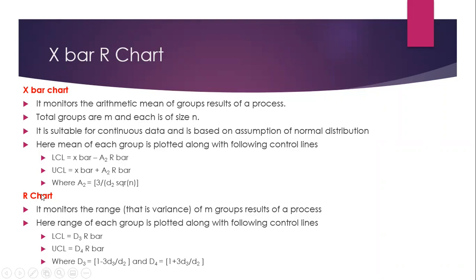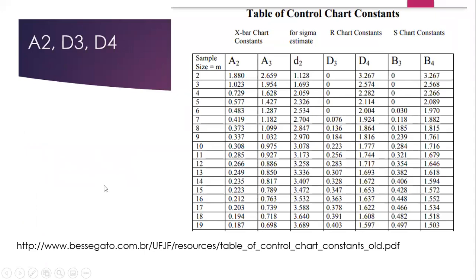The R chart component monitors the range, that is variance, of M group results of a process. And these are the control lines for the range chart. The values of A2 and D4 can be noted from this table. I have copied this table from this site. You can go through it. These are the values of A2, A3, D3, D4, B3, B4, which are used for various types of charts.